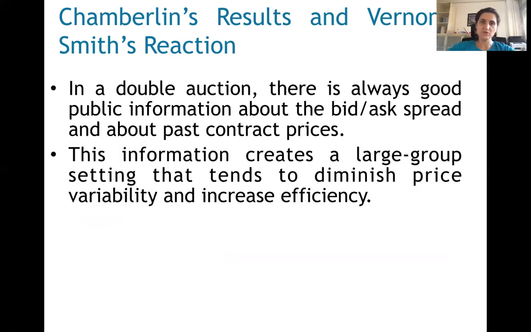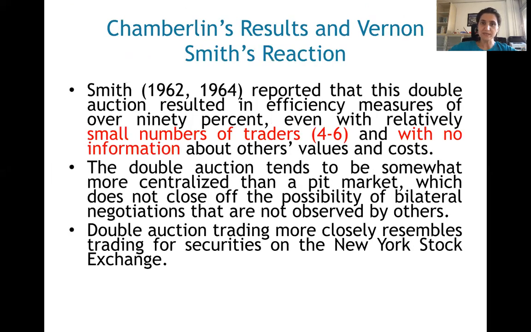In a double auction, there is always good public information about the bid-ask spread and about past contract prices. This information creates a large group setting that tends to diminish price variability and increase efficiency. Smith reported that this double auction resulted in efficiency measures of over 90%, even with a relatively small number of traders and with no information about others' values and costs.